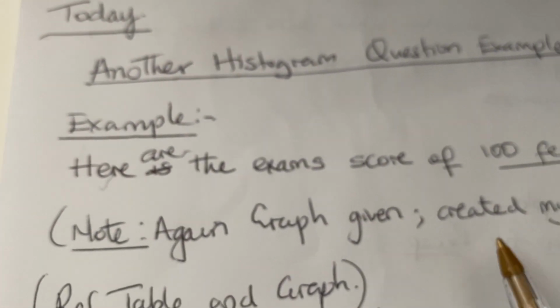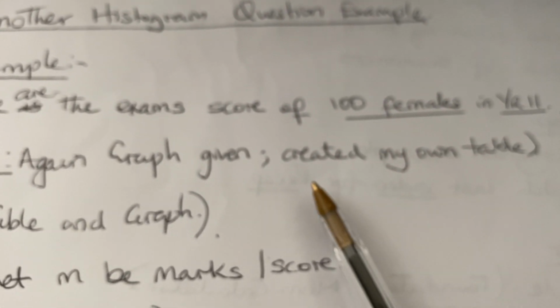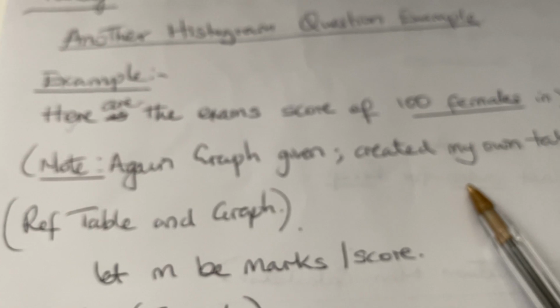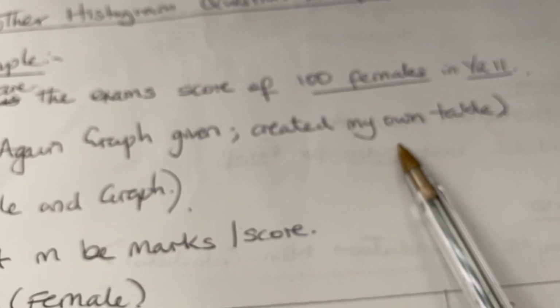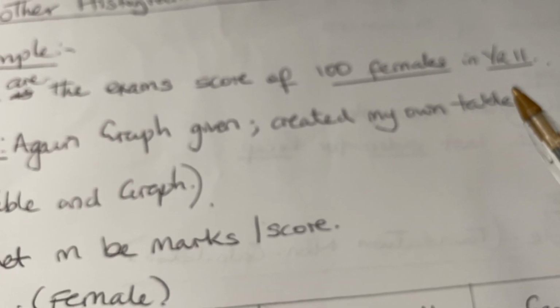Okay, now for example, here are exam scores of 100 female in year 11. So this part deals with 100 female, and part 2 of this deals with 100 male in year 11. Note this question again: they gave me the graph and I had to create my own table. You don't have to draw the table, but it helps if you can, or you just use the graph to answer the questions.